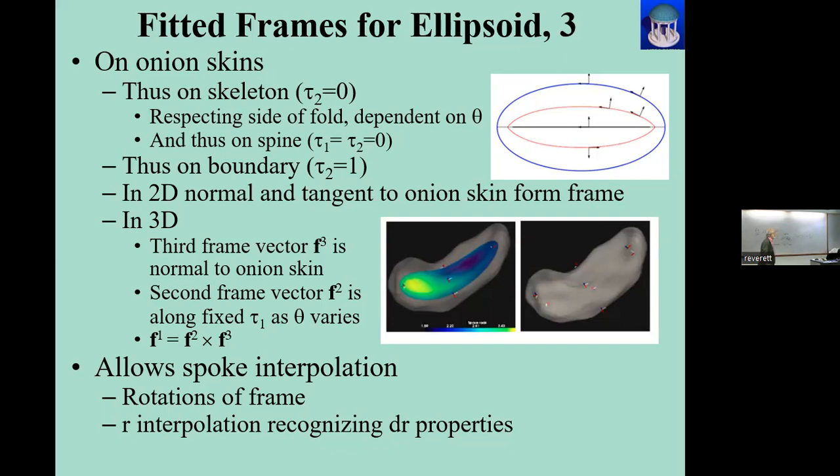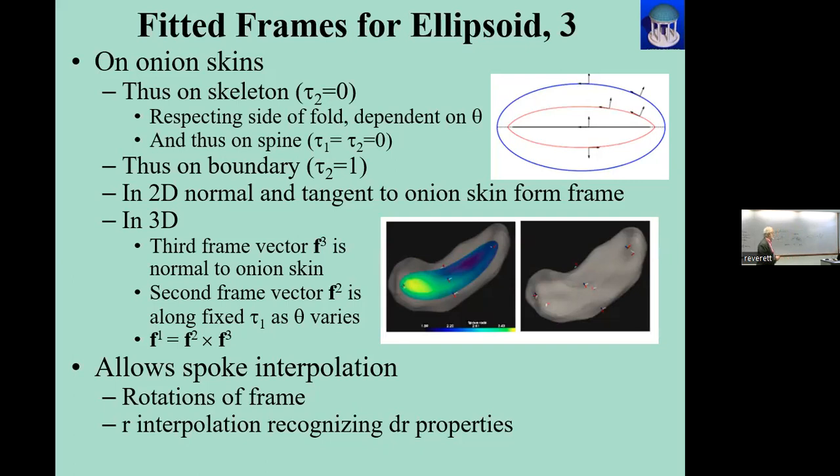So far, so good. In 3D, we're going to do the same thing. We'll have a normal to the abnormal to the onion skin. And within the onion skin, I've said you walk at either theta or tau 1. And if I fix tau 1, and walk along in theta, I can find a tangent for that. And that can be F2. And then I'm going to compute F1 as the cross product of the other two.